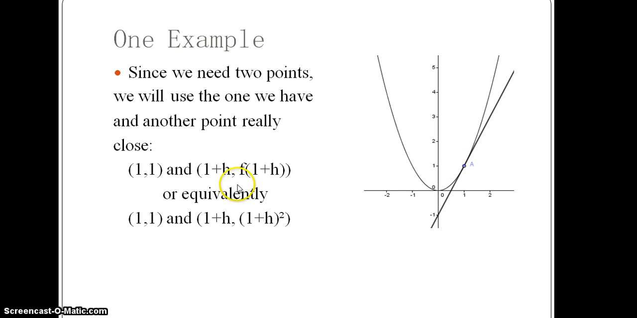And so what we're going to use is the point 1 plus h, which is our x value. And to get y values, if I know an x value, I plug that point into our function. And so if you remember back, our function is y equals x squared. So we have the point (1, 1). And then our x value on our second point is 1 plus h. And our y value for our second point is (1 plus h) quantity squared.